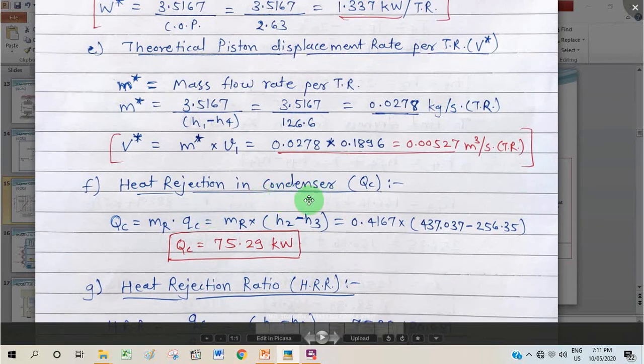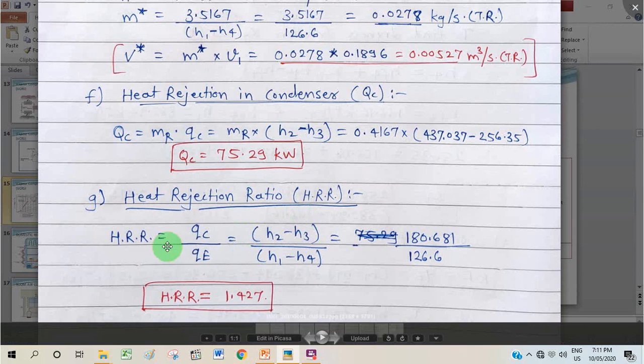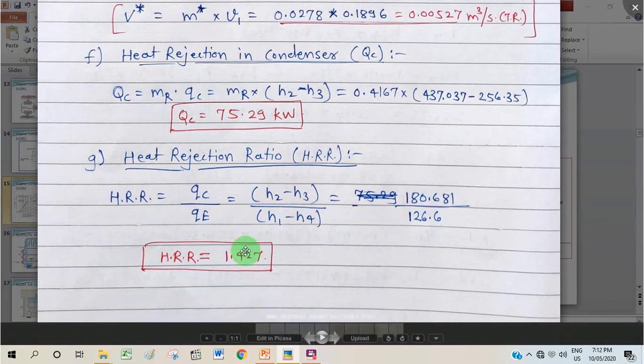Then heat rejection in the condenser, Qc, is mass flow rate into h2 minus h3. By putting values we obtain Qc equal to 75.29 kilowatt. Then heat rejection ratio is the ratio of heat rejected at the condenser to the heat absorbed at the evaporator, h2 minus h3 divided by h1 minus h4. Putting the values we obtain 1.427. Okay, so that's how the solution is completed by using the property tables.